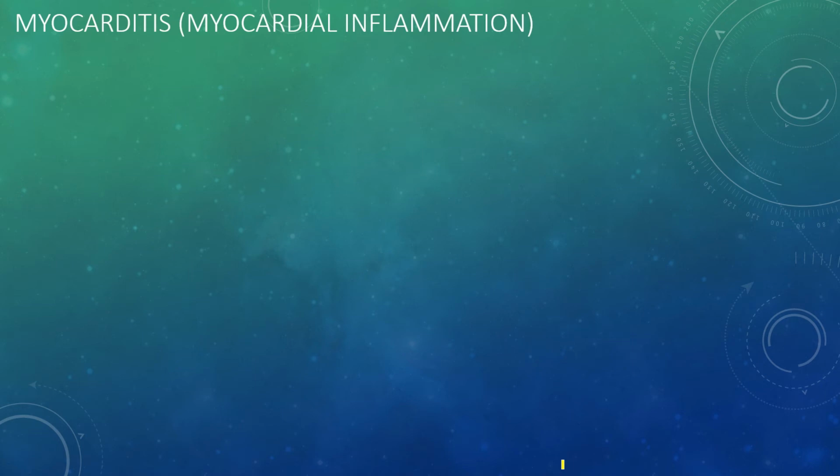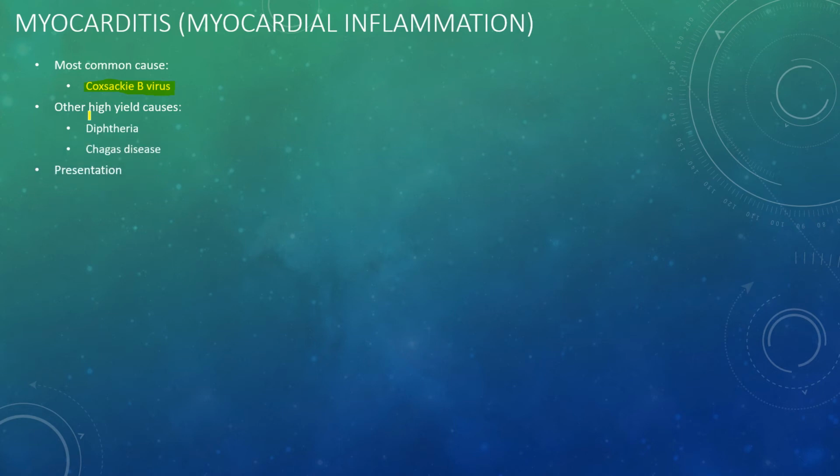Now let's talk about myocarditis. So it's in the name, myocarditis. So itis means inflammation, card is the heart, myo is the muscle. So inflammation of heart muscle. Most common cause is Coxsackie B virus. Alright, so you always want to remember that this is the major cause that you will always suspect, and it's one of the enteroviruses. Other high-yield causes are diphtheria, Chagas disease. So these are 2 other causes. We talked about diphtheria, and Chagas disease caused by Trypanosoma cruzi can also cause it. And we'll talk about that in a later slide in the future.